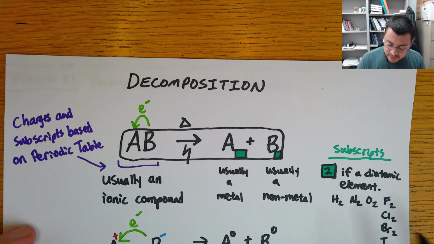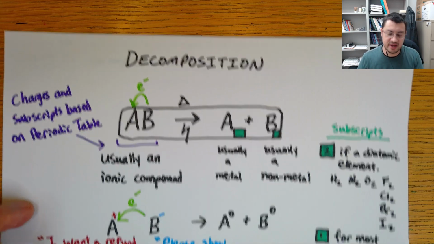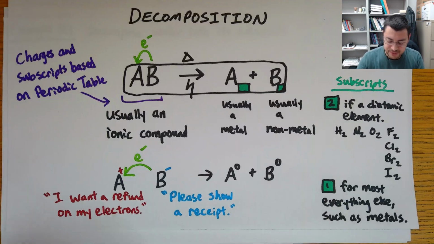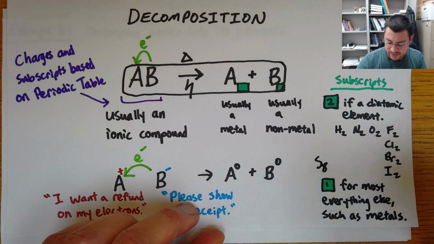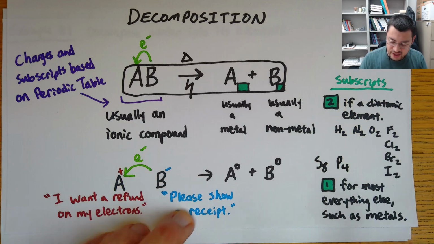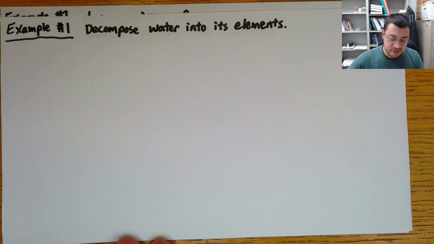Again, subscript 2 if it's one of the diatomic elements. For everything else, it's usually going to be a 1. There's a few exceptions, like sulfur being an 8, and maybe phosphorus being a 4, but we're not going to dwell too much on those exceptions. On to examples.